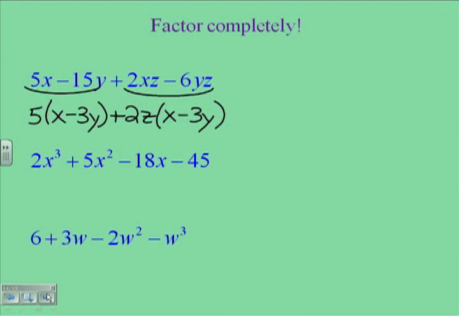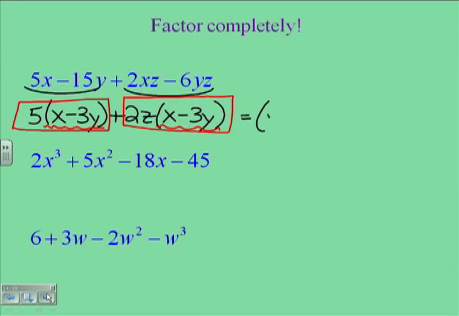Because now I'd like you to notice that you essentially have got 2 big, ugly terms. And you say, look, they have a common factor. This guy has a factor of x minus 3y. This guy has a factor of x minus 3y. So I effectively factor out the greatest common factor of x minus 3y, and I'm left with 5 plus 2z. Wow, that's kind of cool.